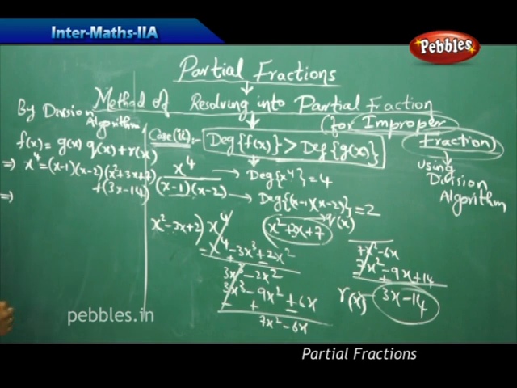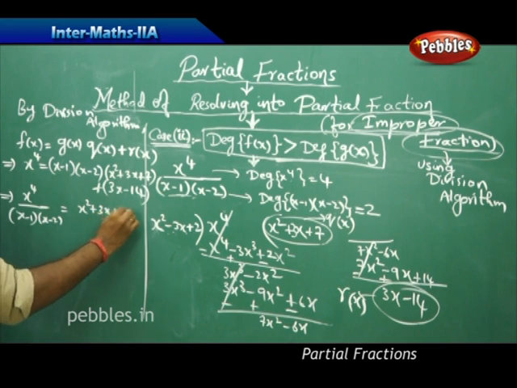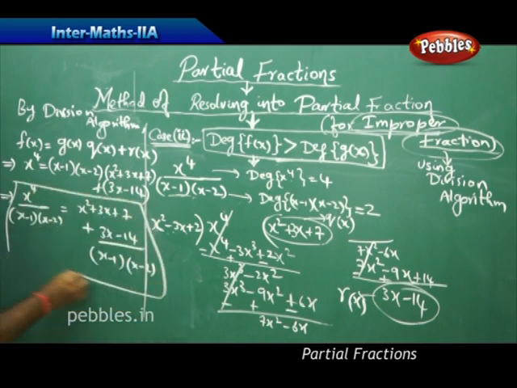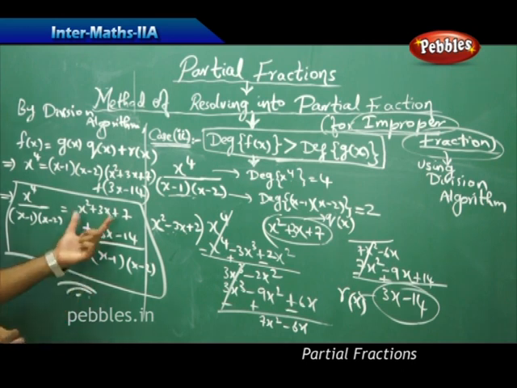That implies when I divide this term on both sides, I get x power 4 by (x minus 1) times (x minus 2) is plus 3x minus 14 by (x minus 1) times (x minus 2), because this term gets cancelled when split, and this being the same gets cancelled, and finally I get this.